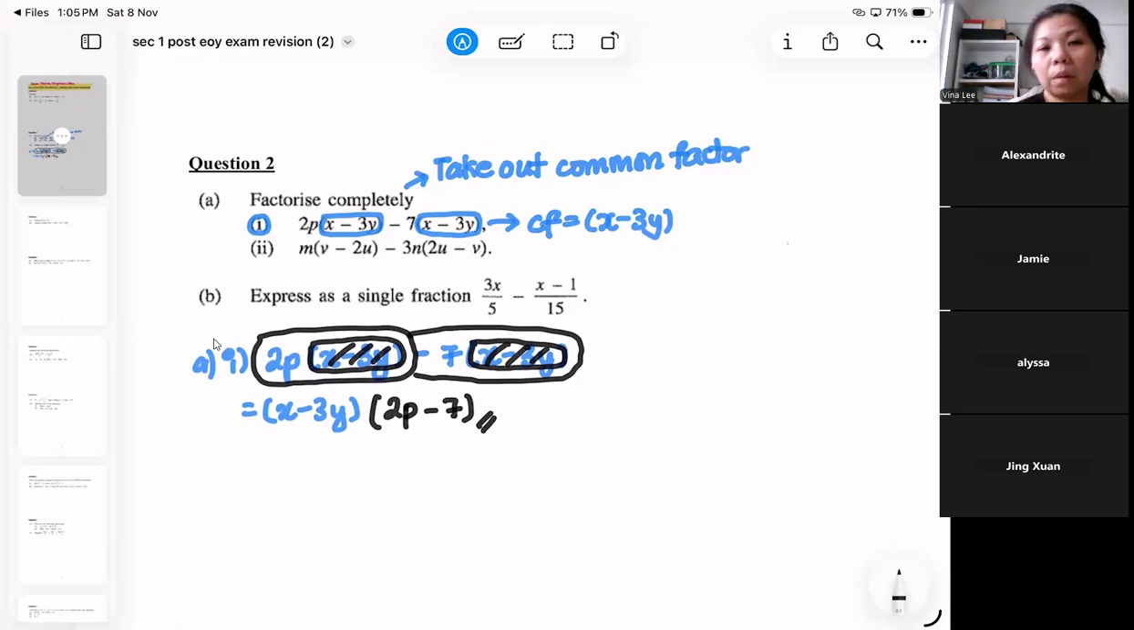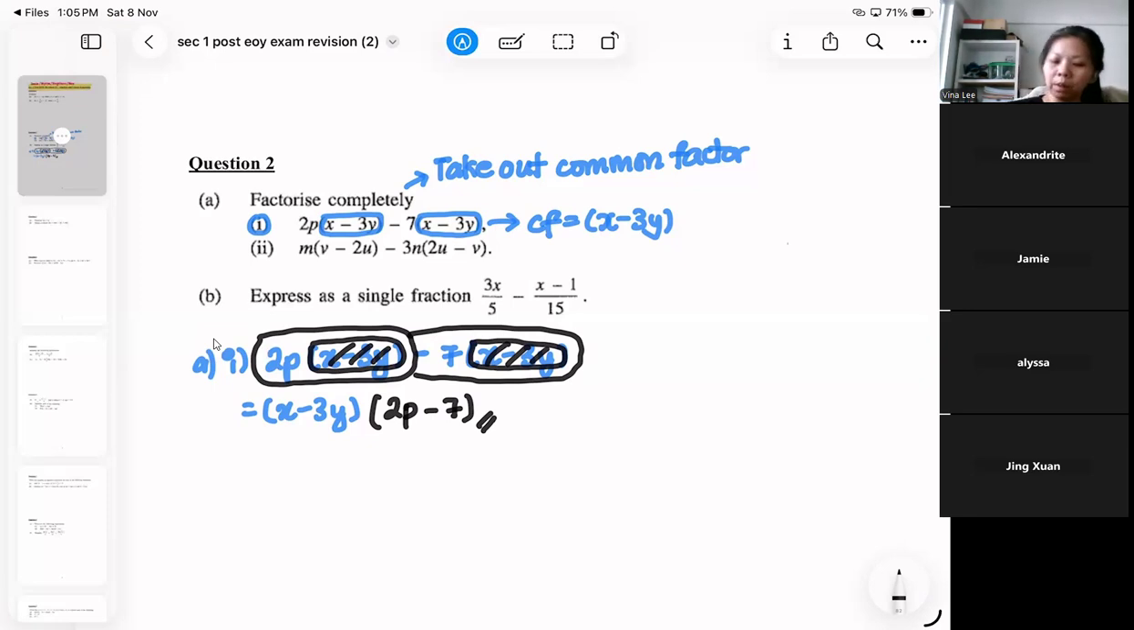In Set 1, you learn a lot about taking out common factor, but your common factor is usually numbers, usually like X, Y, Z algebra. But here, the common factor is a full bracket. And you will see it happening a lot in Set 2. So that's why I want to emphasize a little bit more here. Maybe you don't see so much of such common factor in Set 1, but you will see a lot.